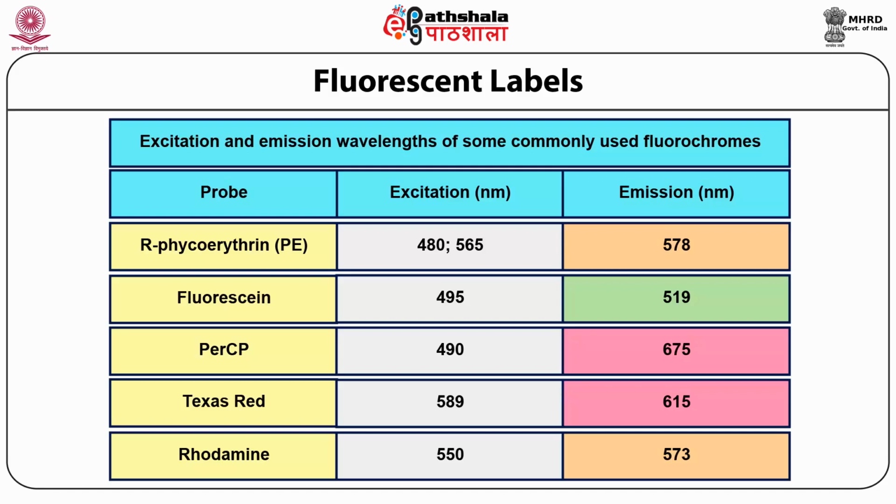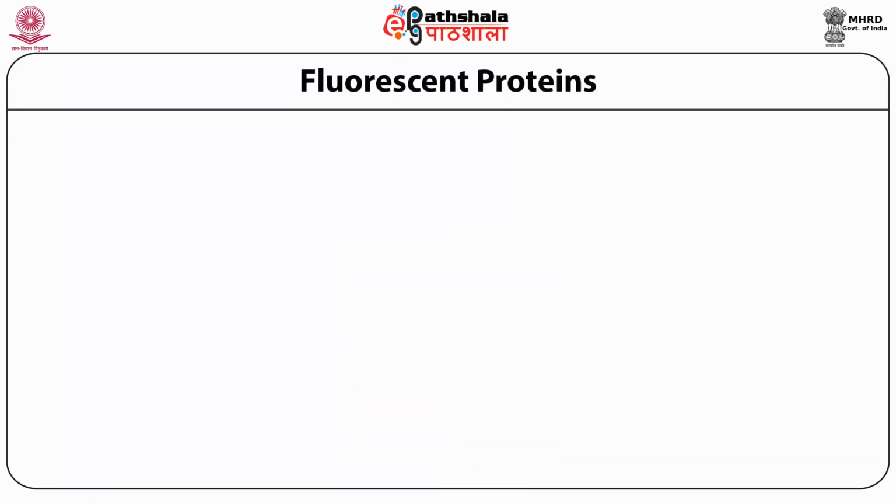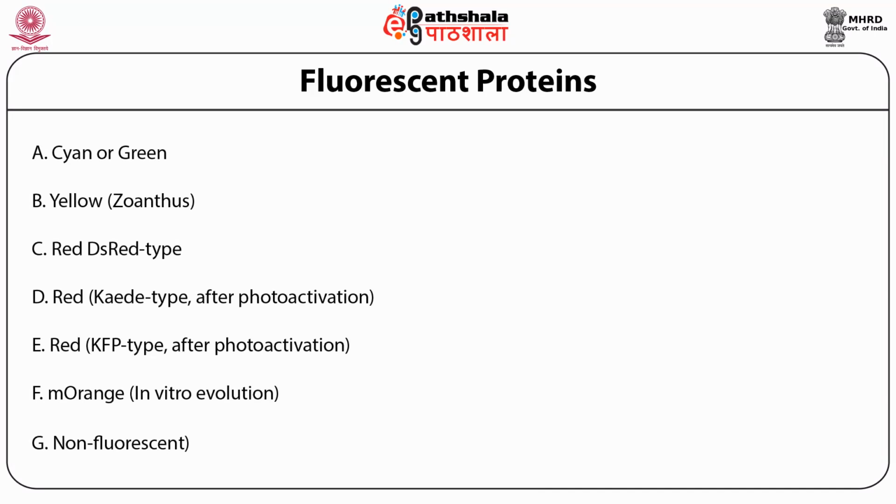Rhodamine, on the other hand, is excited at 550 nm to give a red fluorescence with lambda max emission around 573 nm. The table which is shown here also gives many other fluorescent labels which have different wavelengths for excitation and emission. Fluorescent proteins can be divided into 7 groups according to their color and chromophore structure. Fluorescent proteins show considerable diversity with respect to the structure of the chromophores and their colors. The various classes are shown here.